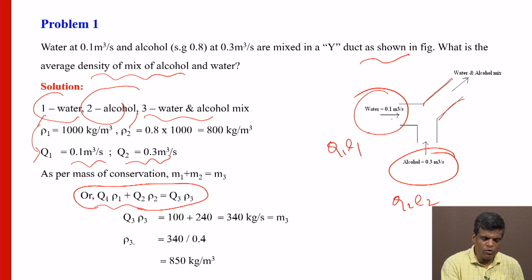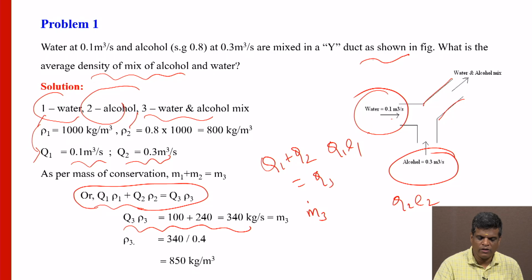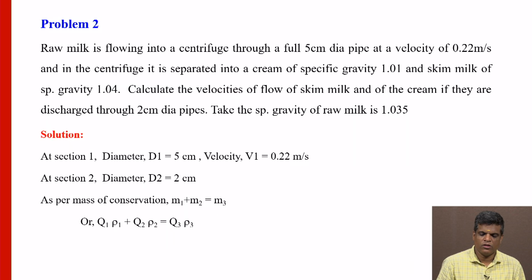We know the value of Q1 because the problem already gives it, and of course we know rho 1. You just substitute all the values and get the value of Q3 rho 3. Q3 rho 3 we call M3, that is the mass flow rate. If you want rho 3, then Q3 is the simple addition of Q1 plus Q2. The values are already there, 0.1, then 0.3, giving 0.4 here, and you get the value of density, that is 850 kg per meter cube.